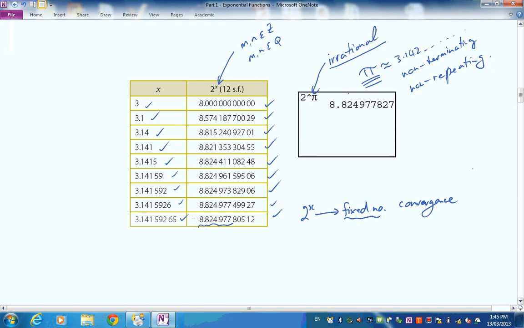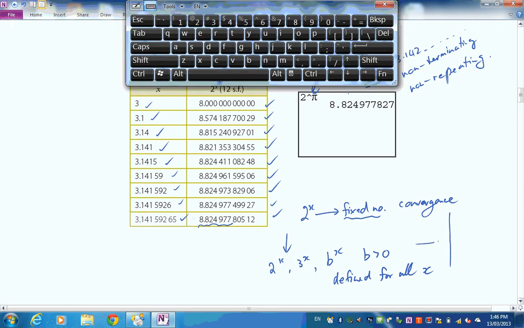Now, in this course, we're not going to talk about the mathematics of that, but simply coming out of this gives us the idea that 2 to the x or 3 to the x, or in fact b to the x, where b is a positive number, here b is greater than 0, will be defined for all x, even irrational x, things like pi, or 2 to the root 3, or 2 to the root 5. So it means that when we draw the graph it will be continuous.